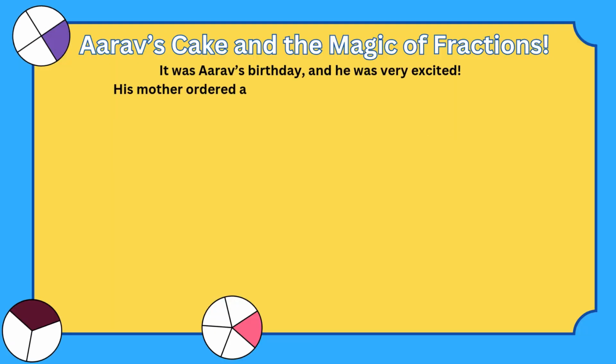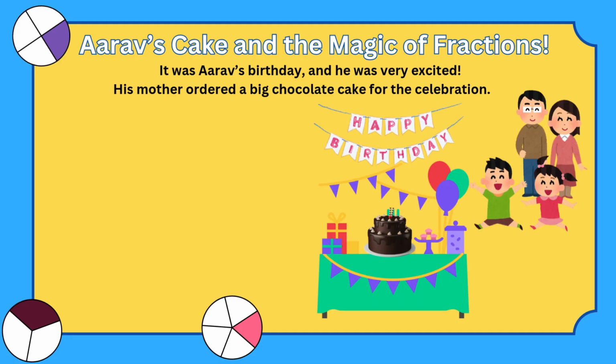It was Arav's birthday, and he was very excited. His mother ordered a big chocolate cake for the celebration. At home, there were 4 people: Arav, his sister Ananya, Dad, and Mom. Arav said, "Let's all share the cake equally." Mom smiled and said, "Great idea, Arav. Let's cut the cake into 4 equal parts so everyone gets the same."